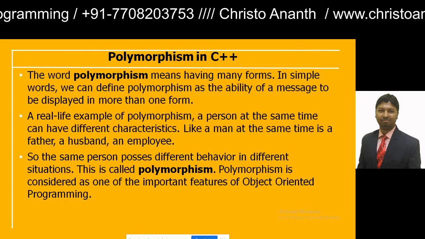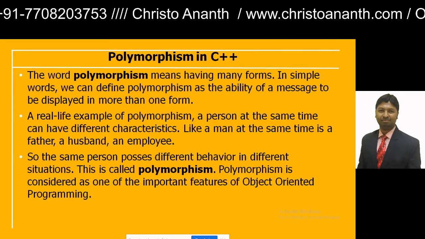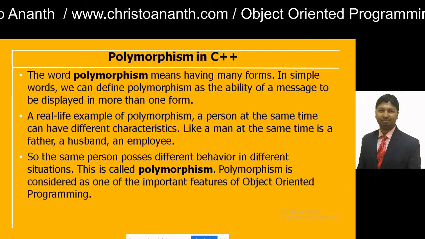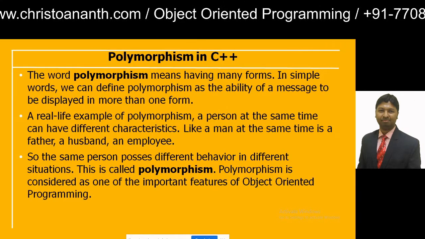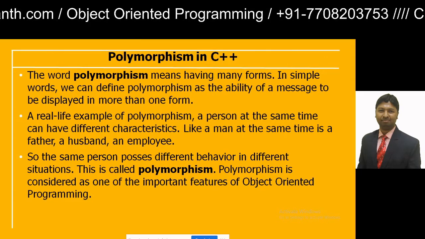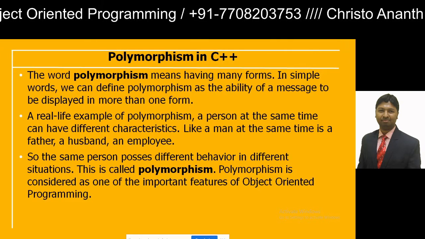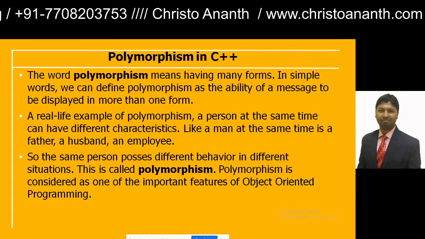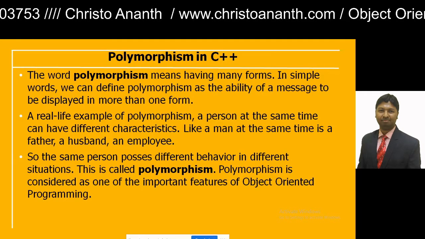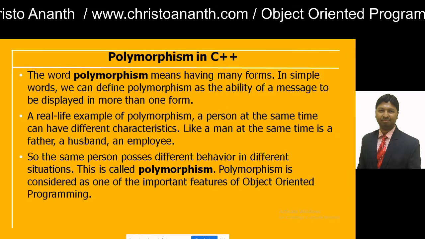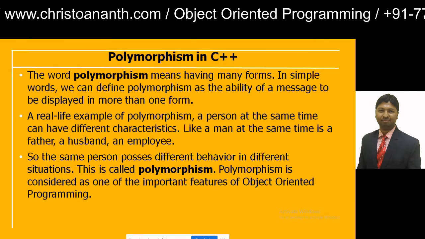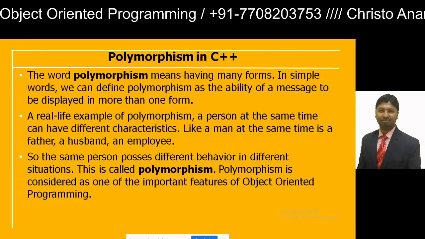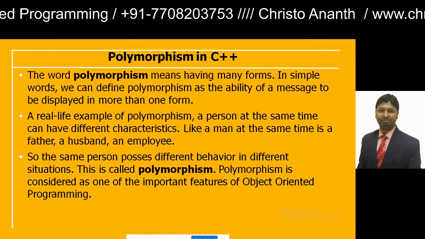I should be a responsible father to my daughter, and a more caring husband to my wife as well. Similarly, when I'm working in an organization, I shouldn't be the same as I am at home. So the same person possesses different behavior in different situations. This you call polymorphism, and you can extend the same to object-oriented programming. Polymorphism is considered a very important, vital part of object-oriented programming.